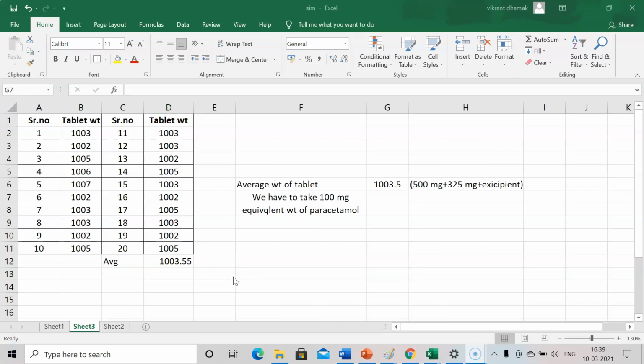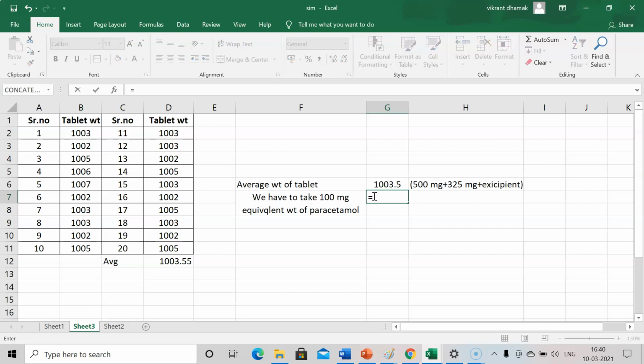Now we have to calculate the equivalent weight of the tablet. So the equivalent weight up to 100 milligram of paracetamol. This is 1003.5, an average weight, and this average weight contains 500 milligram paracetamol plus 325 milligram of ibuprofen, and the remaining from this 1003 milligram is excipient. So now we have to calculate the equivalent weight of 100 milligram of paracetamol.